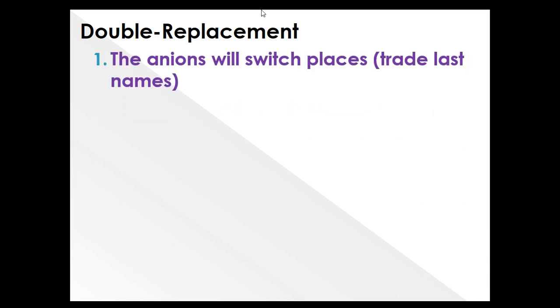All right, now let's look at double replacement reactions. Okay, so here's the rule. The anions will switch places. So remember that picture where everybody traded partners? That's essentially what we're doing, or we're going to trade the last name. So let's look at this. So let me pull up my pen here. See if I can do this.